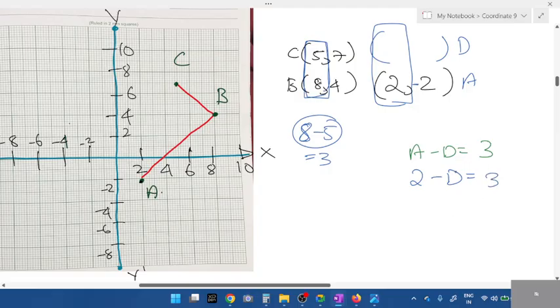So shift this D to the other side. What do you get? This plus 3 will go to the other side. So what is the D value? First value of D: 2 minus 3 is equal to minus 1. This is for which axis we are solving? X axis. We got minus 1. For the Y axis, what is the difference?